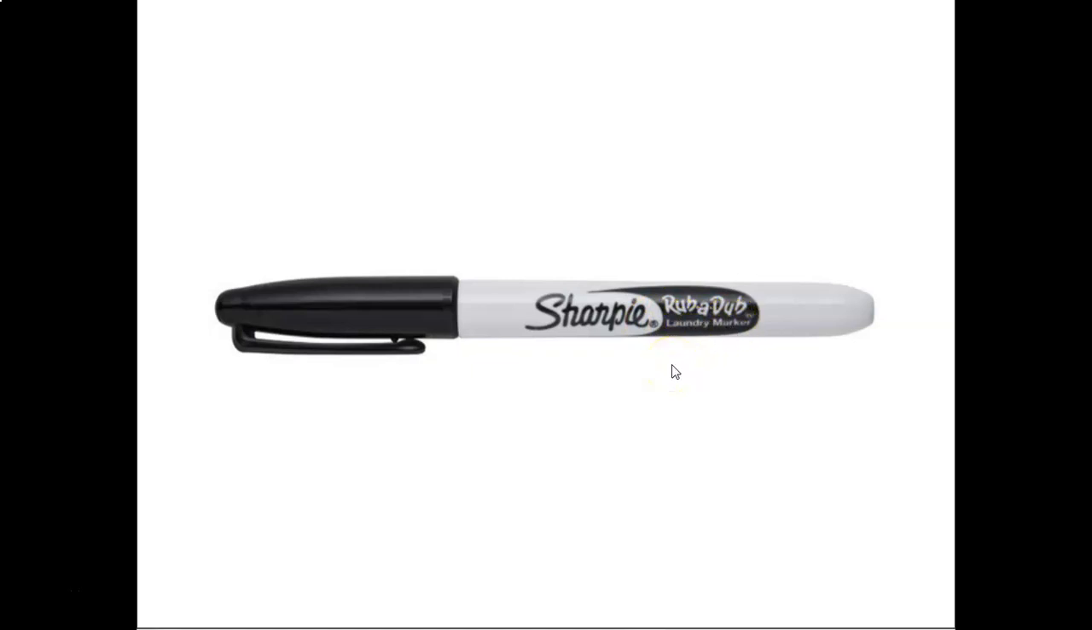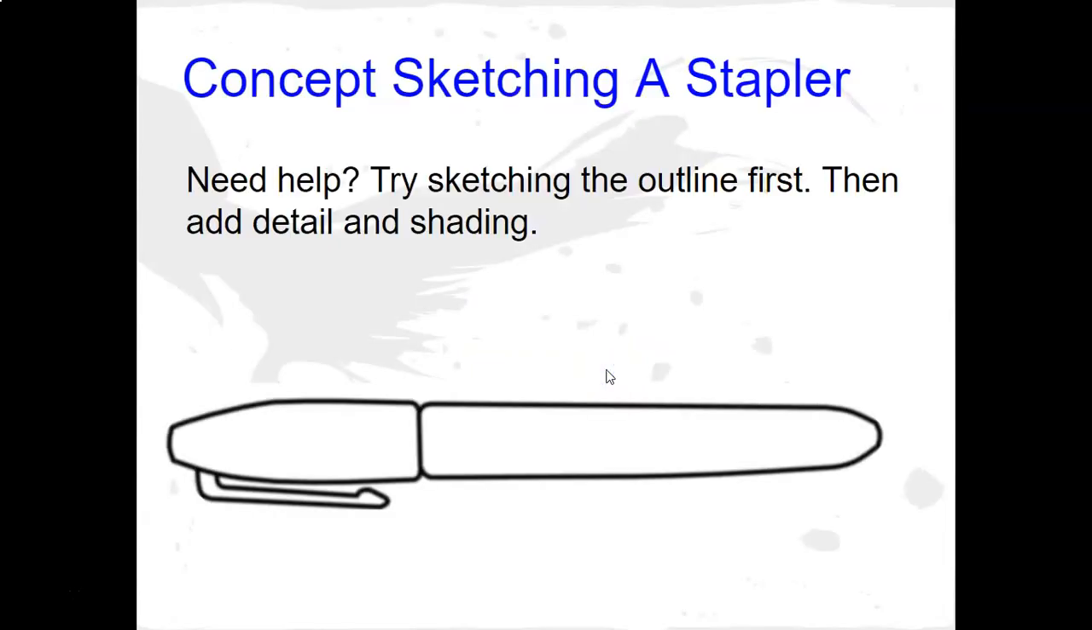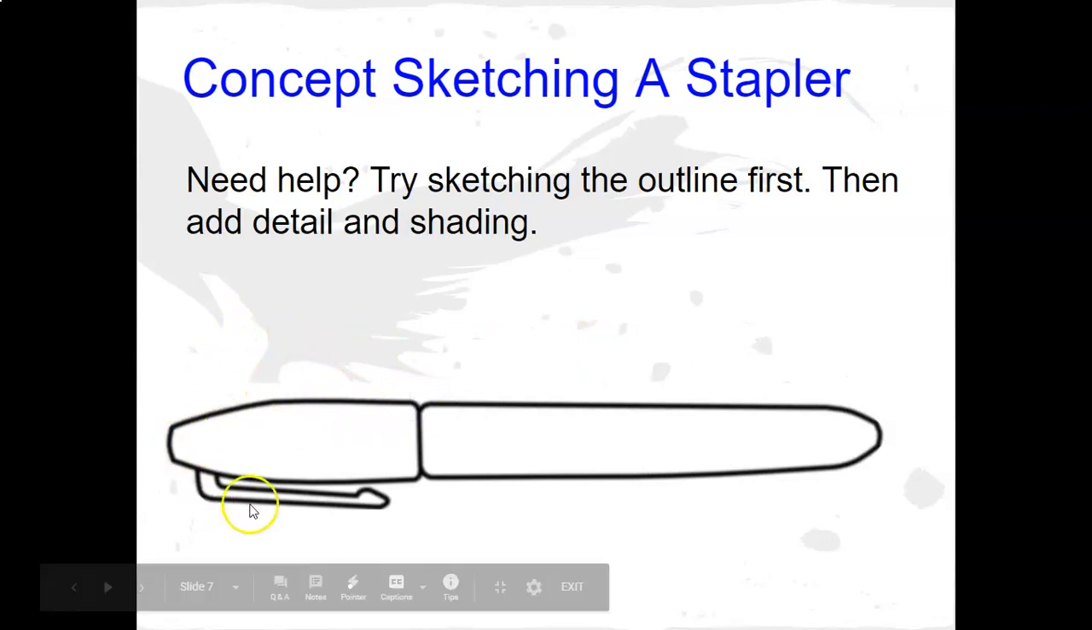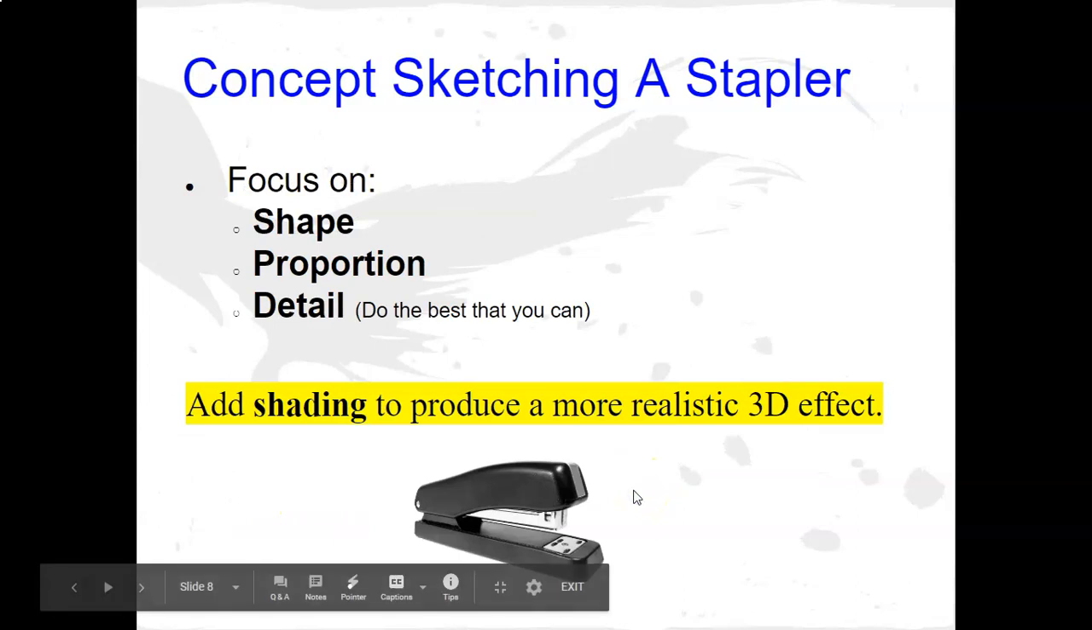So it's just a quick and informal way of doing it. It's to show them that no, I don't expect this to be a perfect drawing. It's a very simple drawing. So when you're doing this, if you need help, basically sketch an outline of something and try your best to shade it in. Then the second one we do is a stapler.